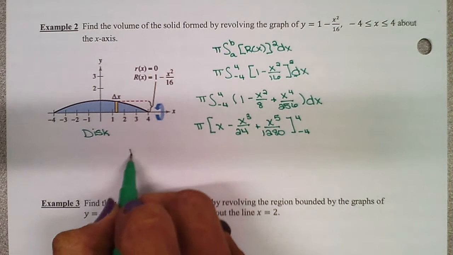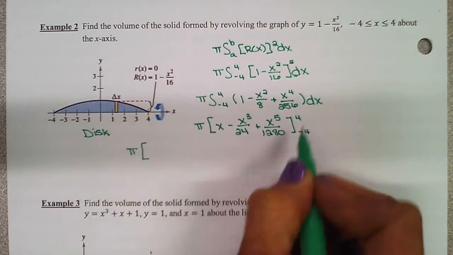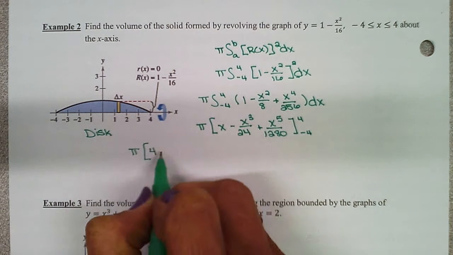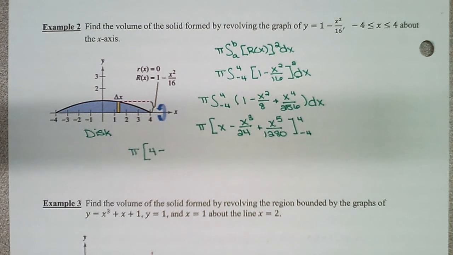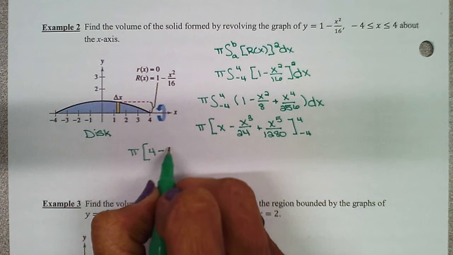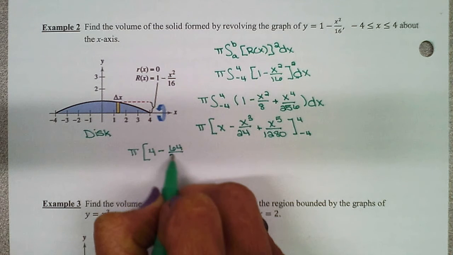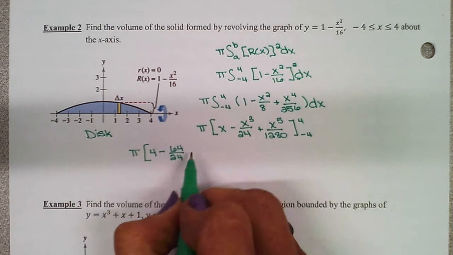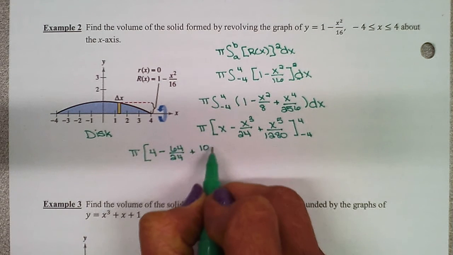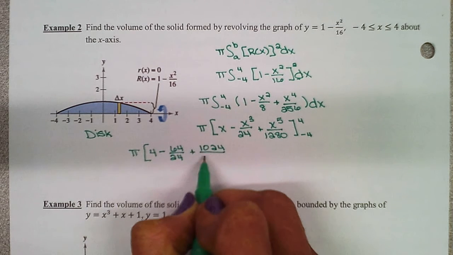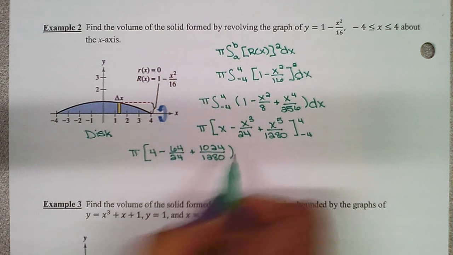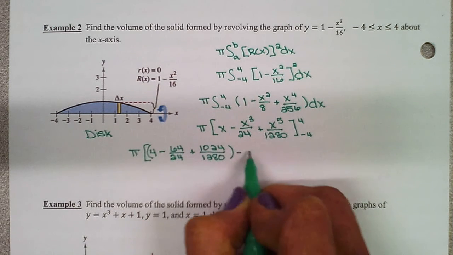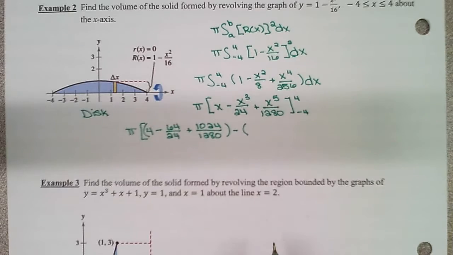All right, so we're going to have pi. When I plug in a 4 here, I just get a 4 minus 4 cubed is going to give me a 64 over 24. Now, granted, those will reduce, but I'll let my calculator reduce it here in just a sec. Here, 4 to the 5th is going to make a plus 1024 over that 1280. That's my upper limit, minus my lower limit.